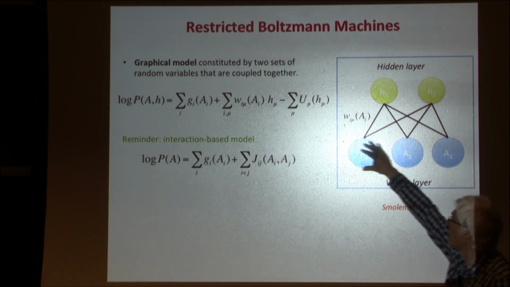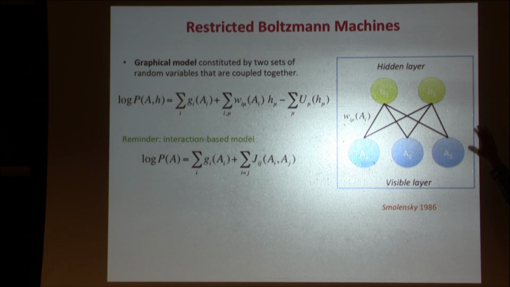This is the layer which we call the visible layer, where the sequence is, and this is the layer of these hidden mysterious variables. They interact through some couplings, which depend on the site i in the sequence, the site mu in the hidden layer, and the amino acid a_i carried by site i in the sequence. You can see some local terms on the sites in the sequence, some local terms acting on the hidden variables, and the coupling between the visible and hidden variables.